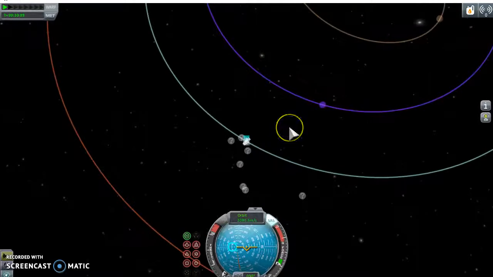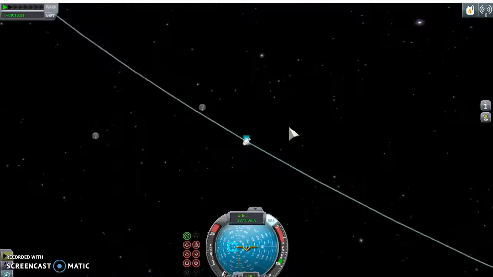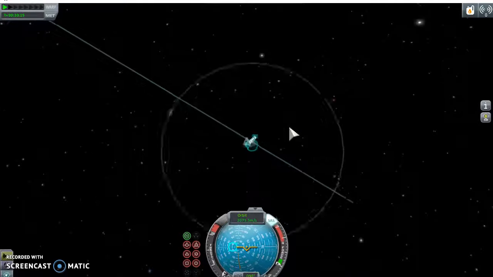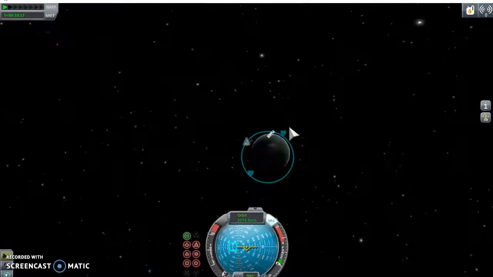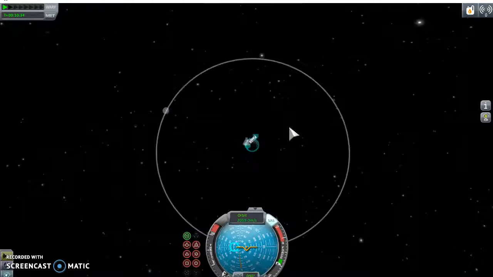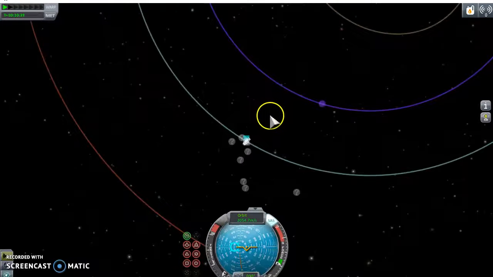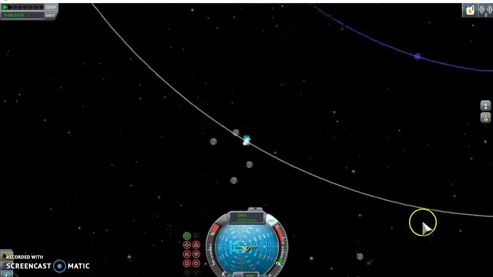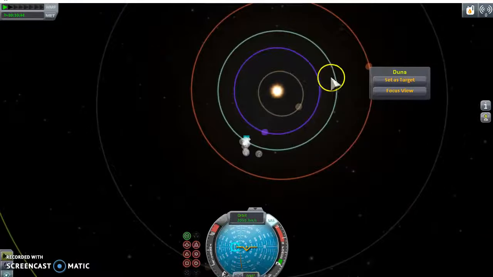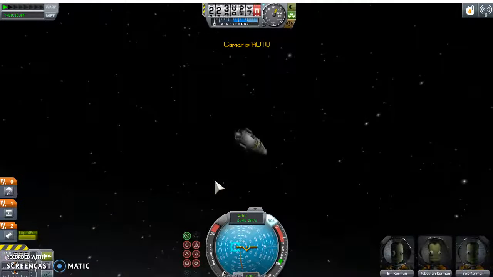Those are called Lagrange points. It's not spelt with CH, but with GE at the end. So Lagrange points are where you can stay put. This is L1, L2, L3, L4, and L5.